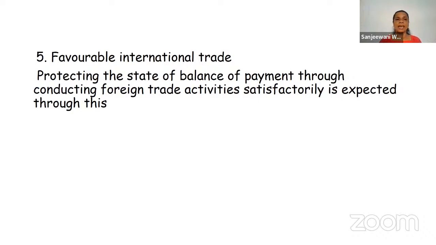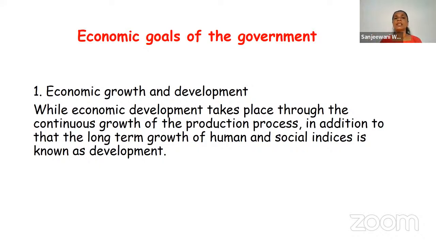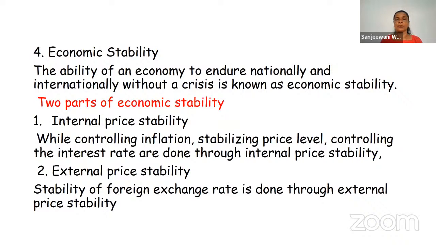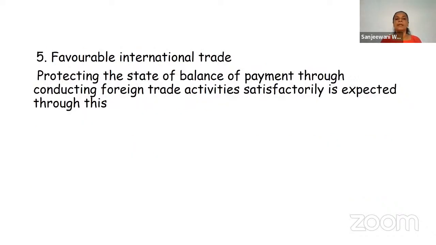Right now, we'll see once again what the economic goals of the government are. First one, economic growth and development. Second one, full employment. Third one, fair income distribution. Fourth one, economic stability, which I told you has two parts, internal price stability and external price stability. Then the fifth one is favorable international trade.